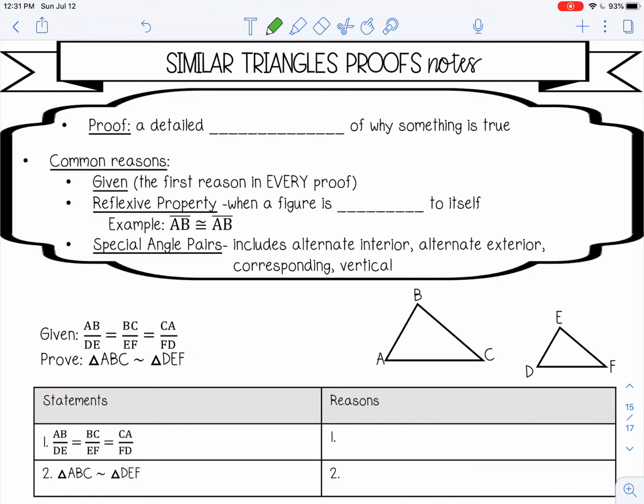Welcome to this lesson on similar triangle proofs. Remember, a proof is a detailed explanation of why something is true. Some common reasons that you'll see in similar triangle proofs: of course, given is the first reason in every proof. The reflexive property is when a figure is congruent to itself. And then you'll also see some special angle pairs like alternate interior, alternate exterior, corresponding angles, and vertical angles.